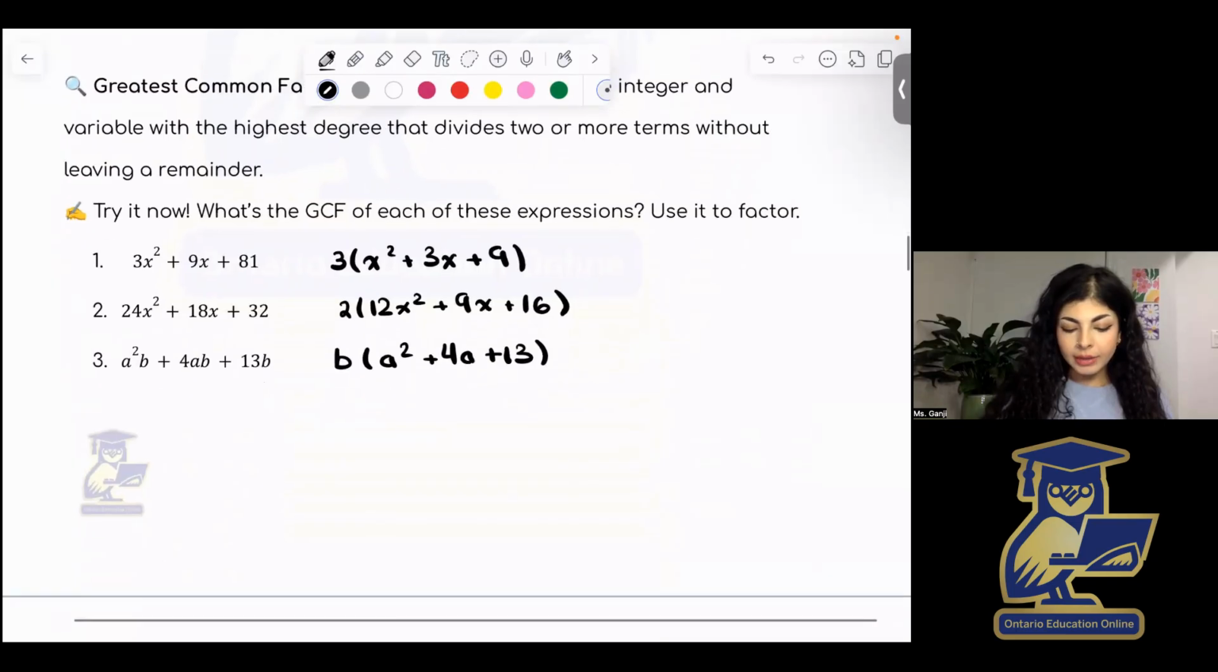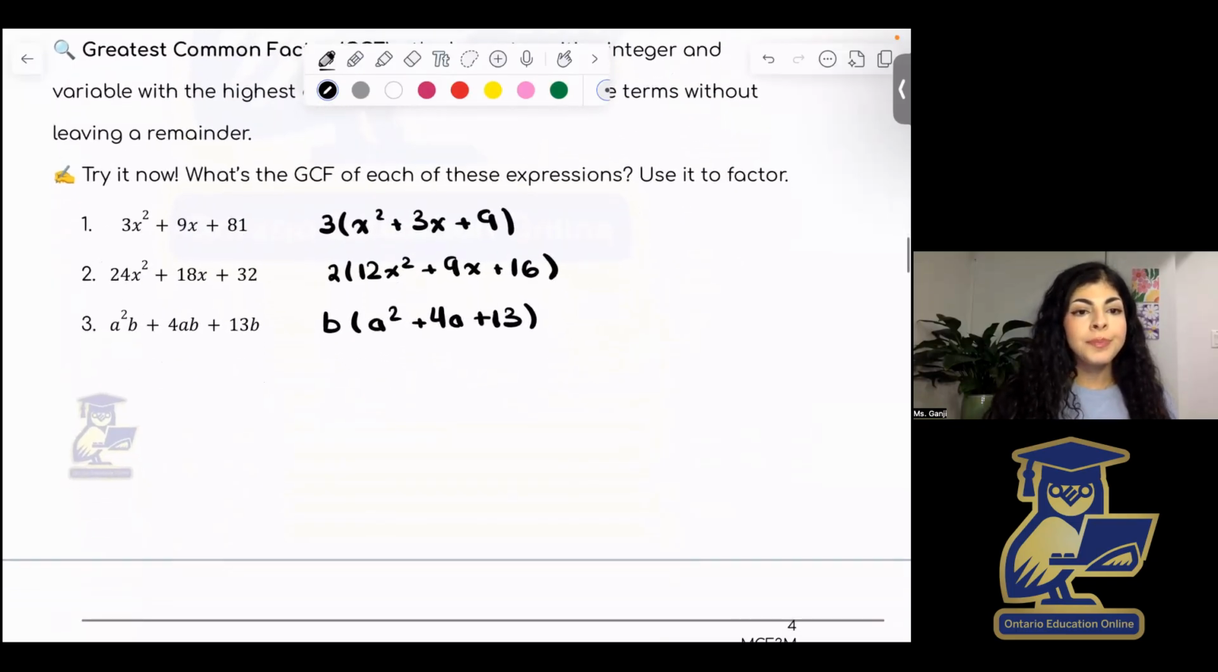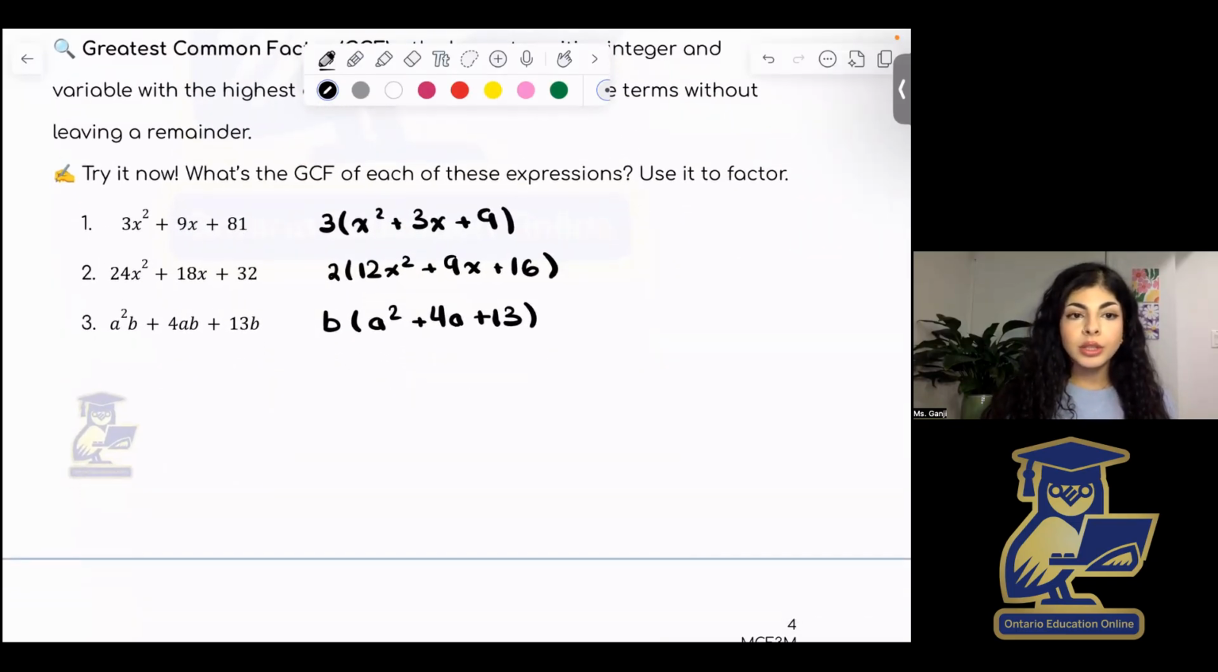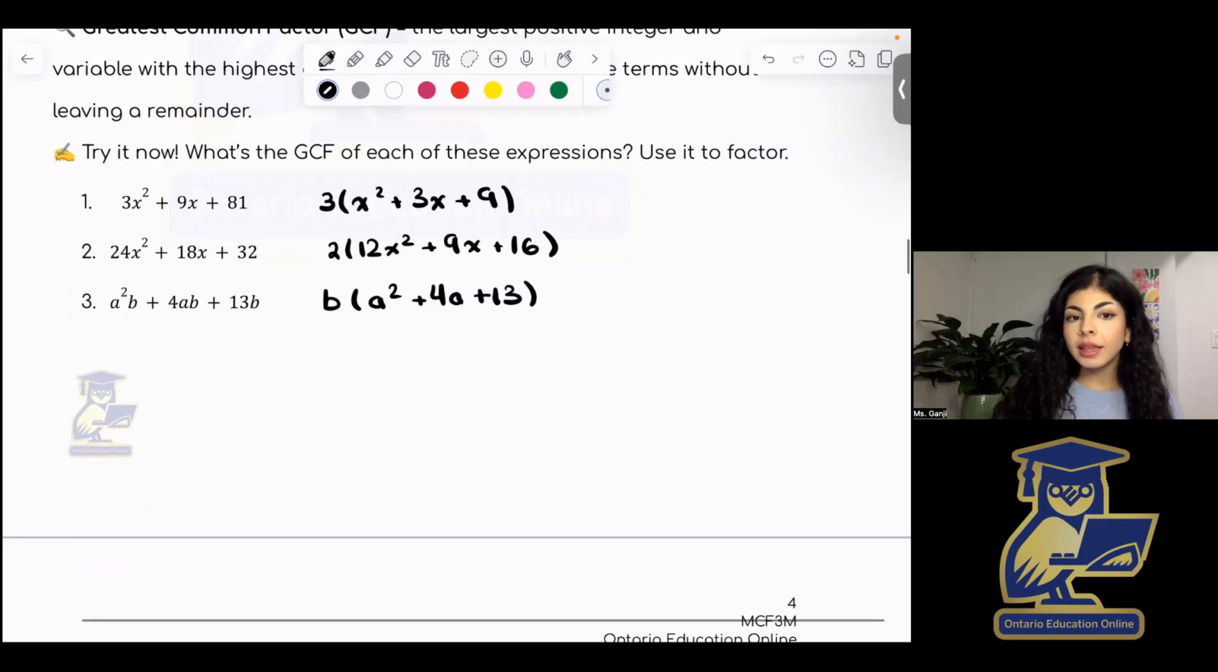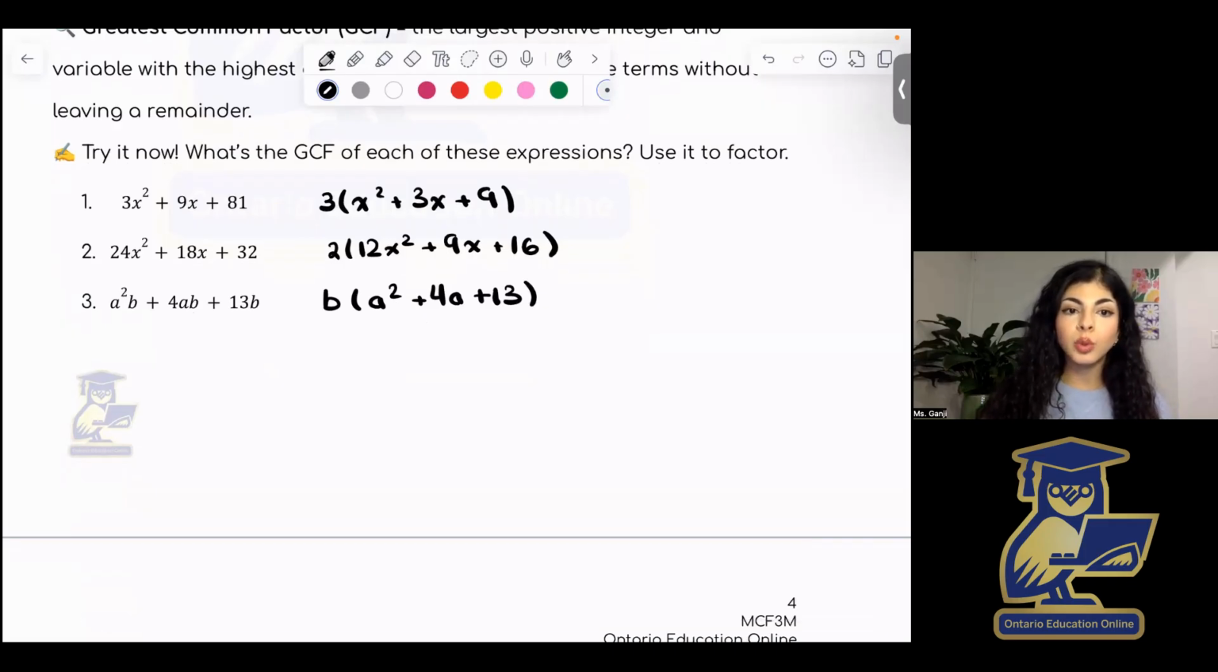So these are the answers we got here. So in the first question, the greatest common factor is 3. In the second one, it's 2. And for that one, if you were a little unsure, you can always factor out the smallest number that you can think of, so 2 in this case, and see whether you can factor out anything else from the bracket. So I checked here 12, 9, and 16. They do not have a common factor, so I would be done here.